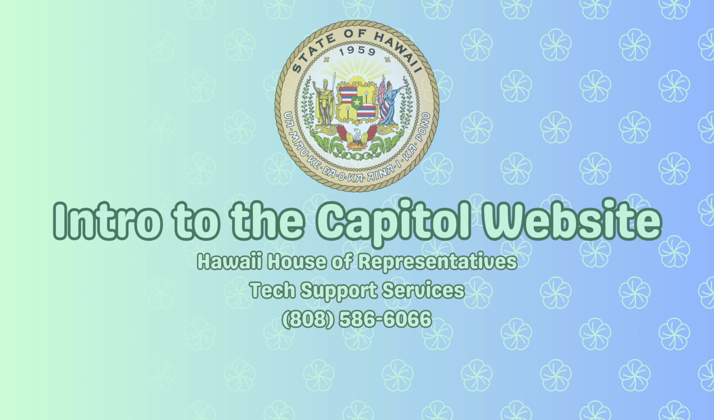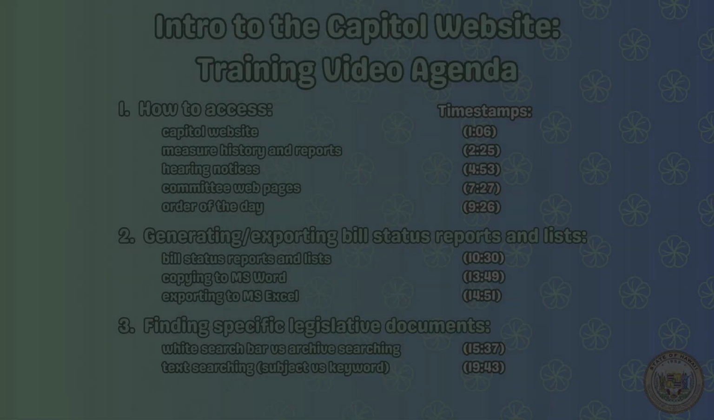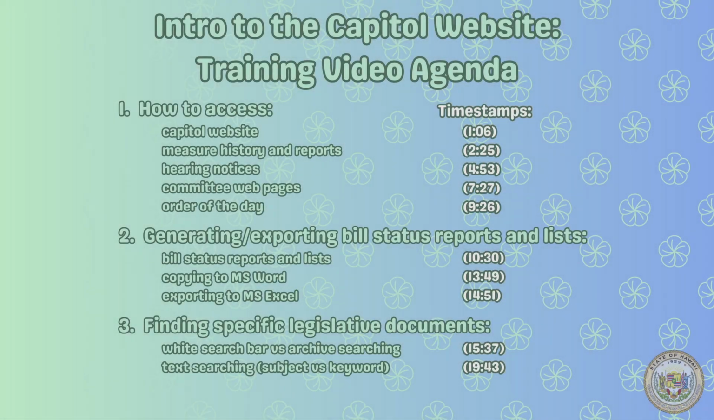If you have any questions, you can give us a call at extension 66066, or if you're outside of the Capitol, you can reach us at 586-6066. For today's class, we'll be going over the basics of the Hawaii State Legislative website and how you can utilize the site's features to assist you with your work at the Capitol.